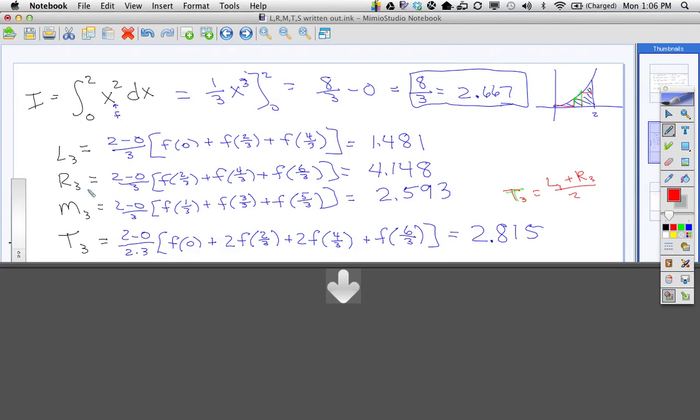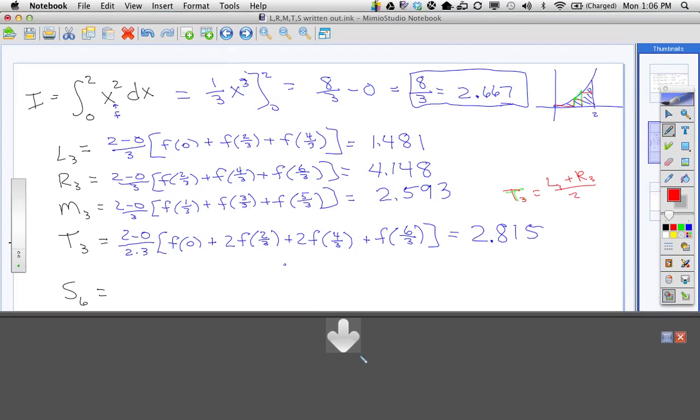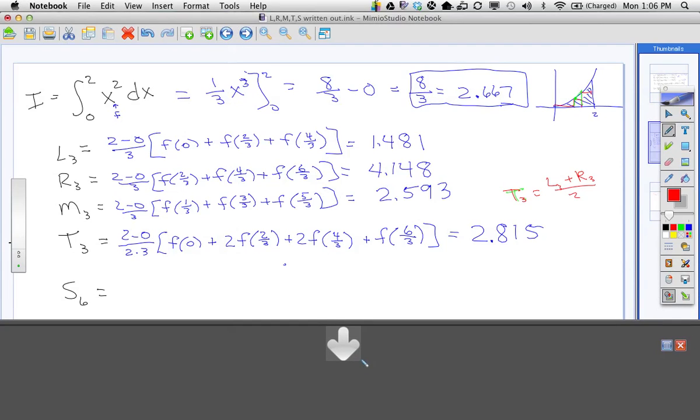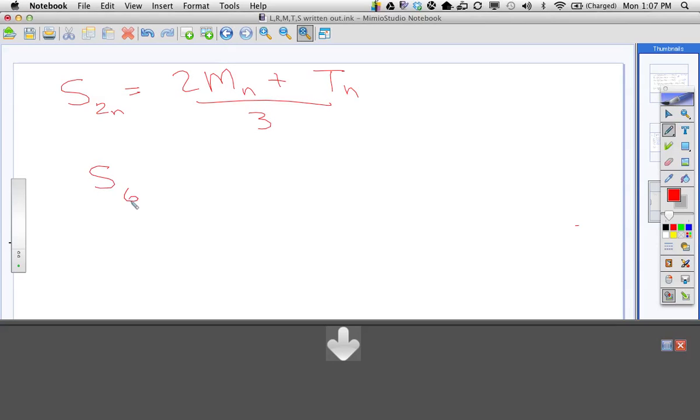where they wanted to do L3, R3, M3, T3, the next thing they'll ask you to do is an S6, okay? Now, there's a good reason for that, is because if I wanted to do an S6, that would be 2 M3s plus a T3, right? Because the N here would be, if I want to do an S6, that means this would be 6, which means N would be 3. So this N here's a 3, this N here's a 3. Okay, so that's basically all you have to do. I'll never ask you to do an S5. Okay, it'll always be an even number when you're doing Simpson's rule.